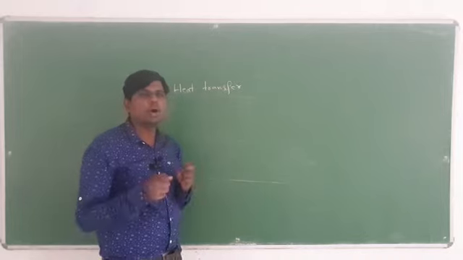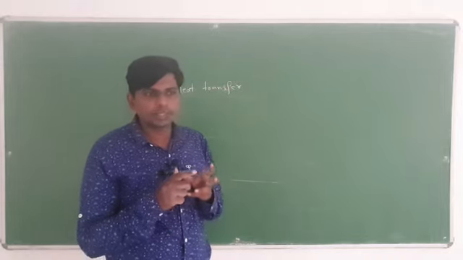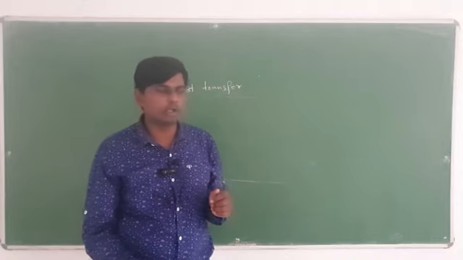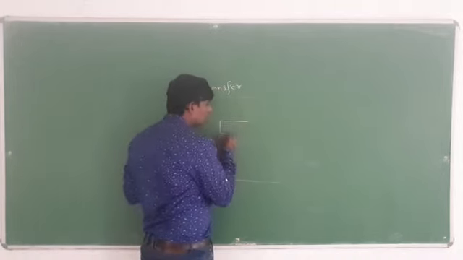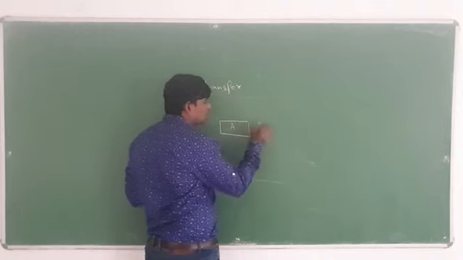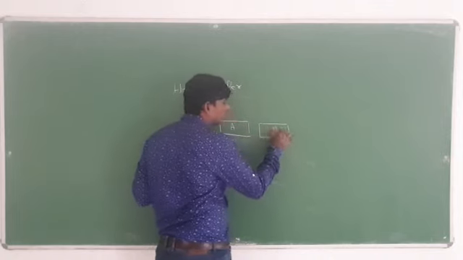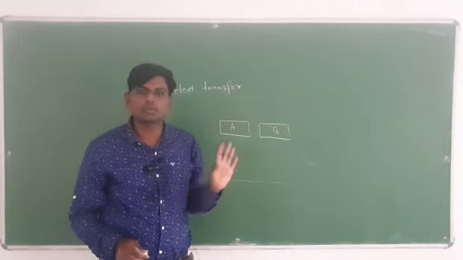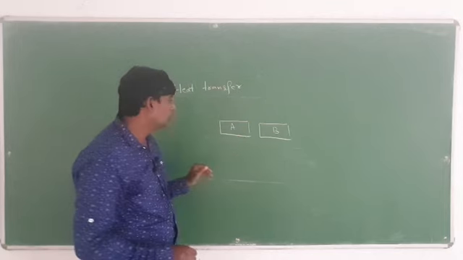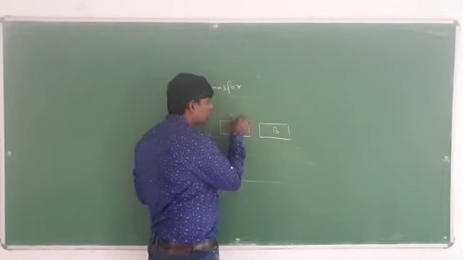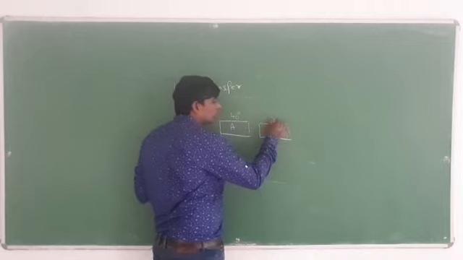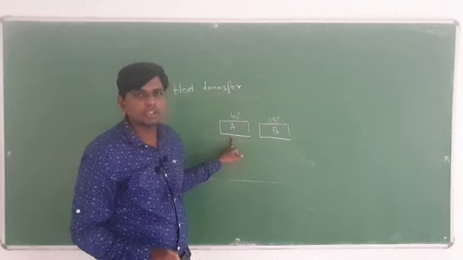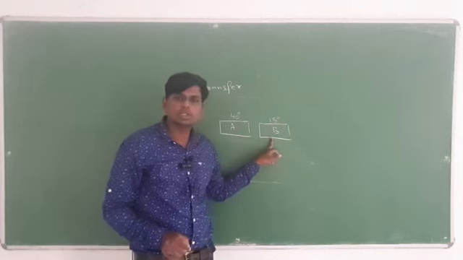Transfer means, suppose one hot body is there, and some cool body is there. Let us assume this one is body A and this one is body B. We are not considering the atmospheric or surrounding temperature, only these two bodies. For the first body the temperature is 40 degrees. For the second body the temperature is 15 degrees.